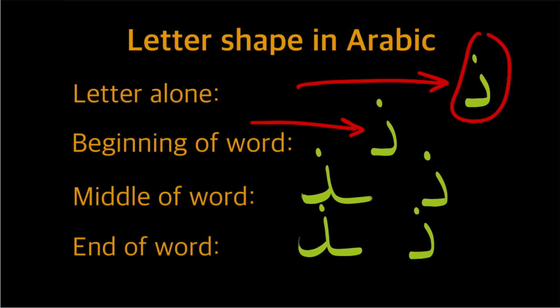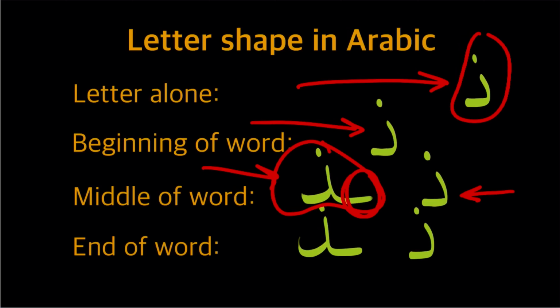But you could connect the letter with the letter before. So it could have a letter before and a letter after, but it could only connect with a letter before. As you see here, the letter is connected to a letter before. And it could look like this as if it is alone in the middle of a word. So it could appear as if it is alone in the beginning of a word, in the middle of a word, and at the end of a word.